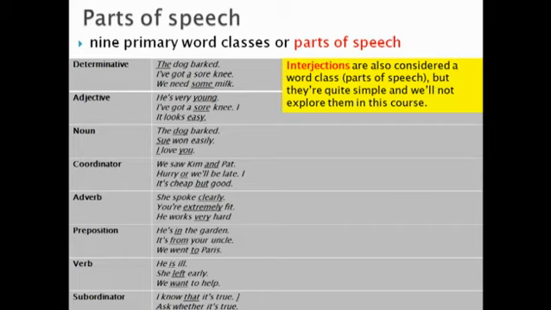The prepositions, you're mostly familiar with them: in, from, at, on, as in it's from your uncle, he's in the garden, we went to Paris, and so on. The verb: is, left, want, play, do, whatever. And the subordinator: that, whether, and so on.